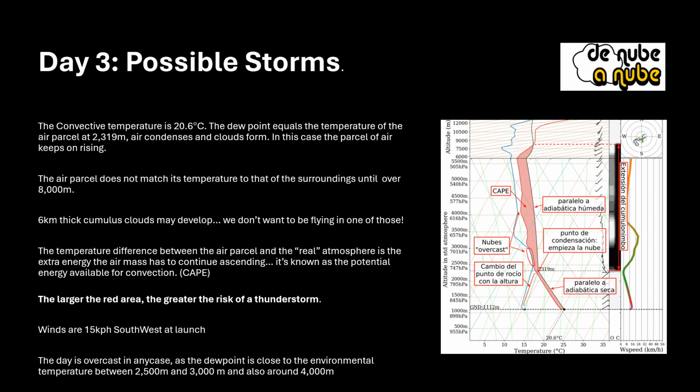Any thermals formed will ascend to 2,319 meters, and the environmental temperature line is parallel with the dry adiabat all the way to this height. This is the point where condensation occurs and cumulus are formed. In this case, when the cloud begins, there is no blue bulge of stable air to prevent further convection, so the parcel of air keeps on rising.